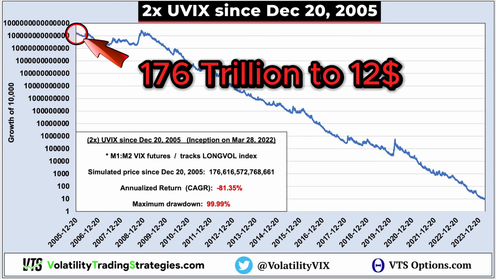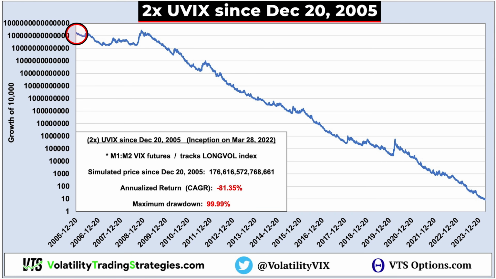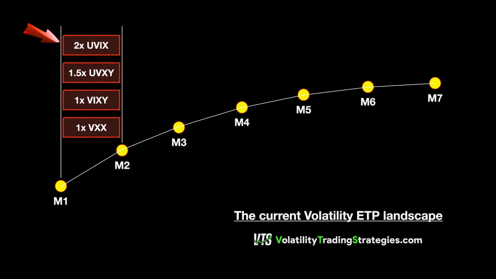We're talking about 176 trillion down to $12. Yes, trillion with a capital T. That's a lot of decay. But structurally, it is again just using the front 2 months of the VIX futures, just like the other ones. The only difference, it's 2 times leverage, daily rebalanced.